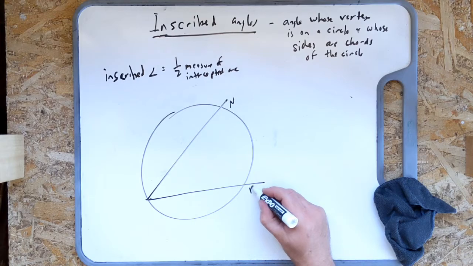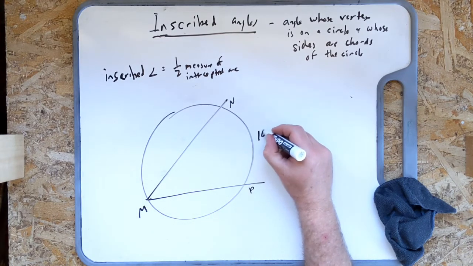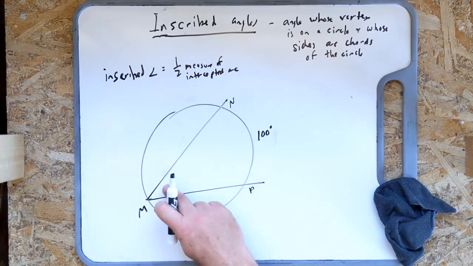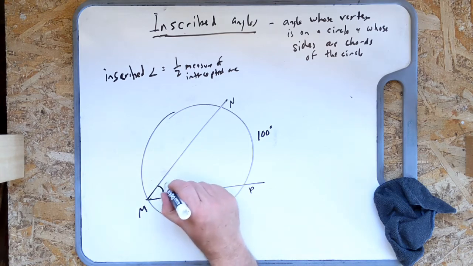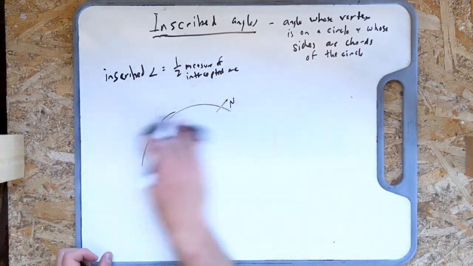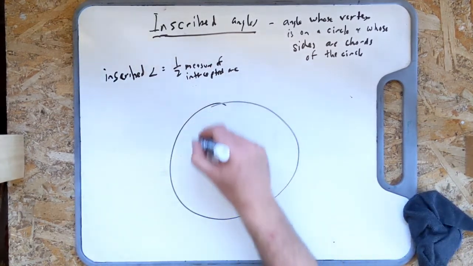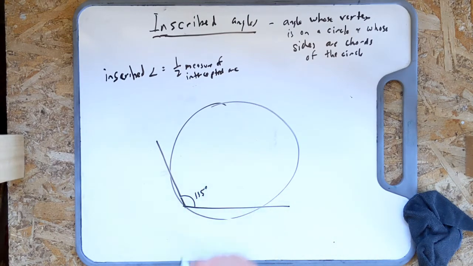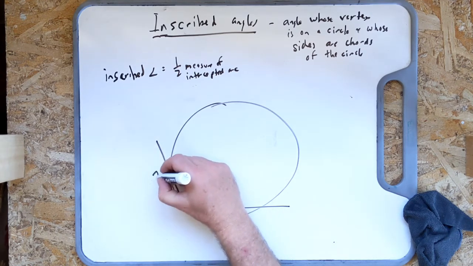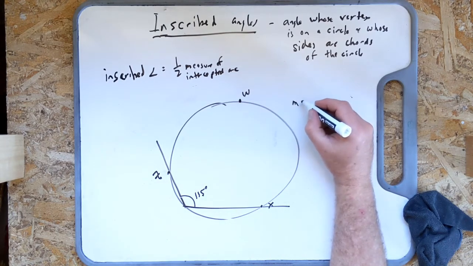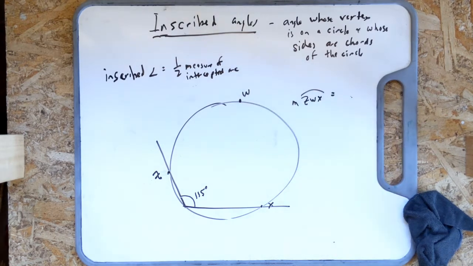Put some letters on it, NPM. Now I'm going to give you the measure of the arc. It's 100 degrees. If the arc is 100 degrees, what is the measure of this angle? It is 50 degrees, 1/2 of it. Let me do one more and have you do it. I'm going to put some letters on it. Z, W, X. What I want you to answer is, what is the measure of arc ZWX? Pause the video here.